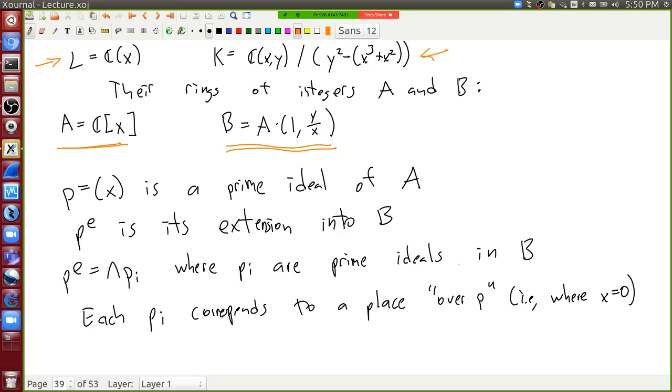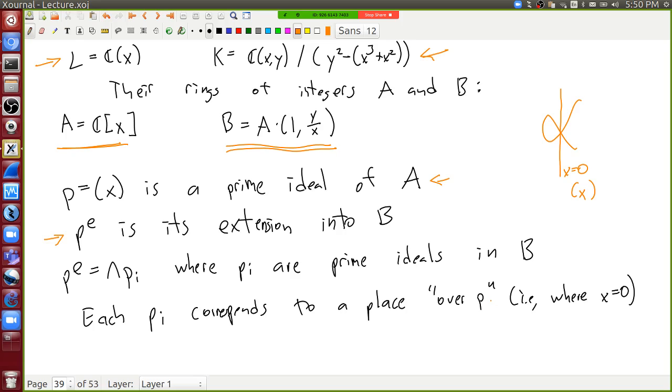So we have some prime ideal in A, and this is X. This is just going to be like points over. And here's our curve, and that's X equals 0 right there. So the corresponding ideal is just X. That's my example X. The extension into B is going to be not a prime ideal, but an intersection of prime ideals. And each one of those prime ideals corresponds to one of the places over P, over X.